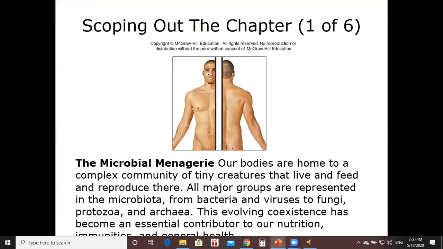Okay, scoping out the chapter. First, we'll talk about how we actually have a microbial menagerie, which means our bodies are home to a complex community of tiny creatures that live and feed and reproduce there. All major groups are represented in the microbiota, from bacteria and viruses to fungi, protozoa, and archaea. This evolving coexistence has become an essential contributor to our nutrition, immunities, and general health.